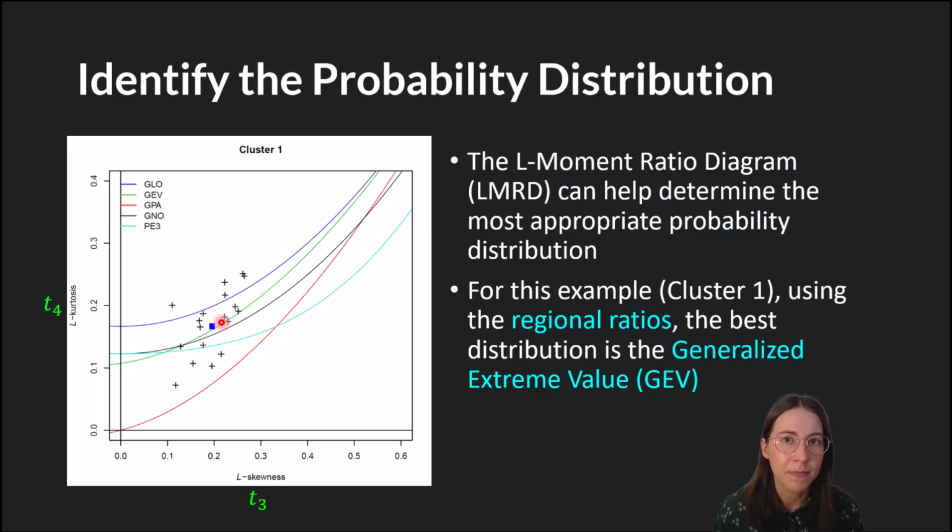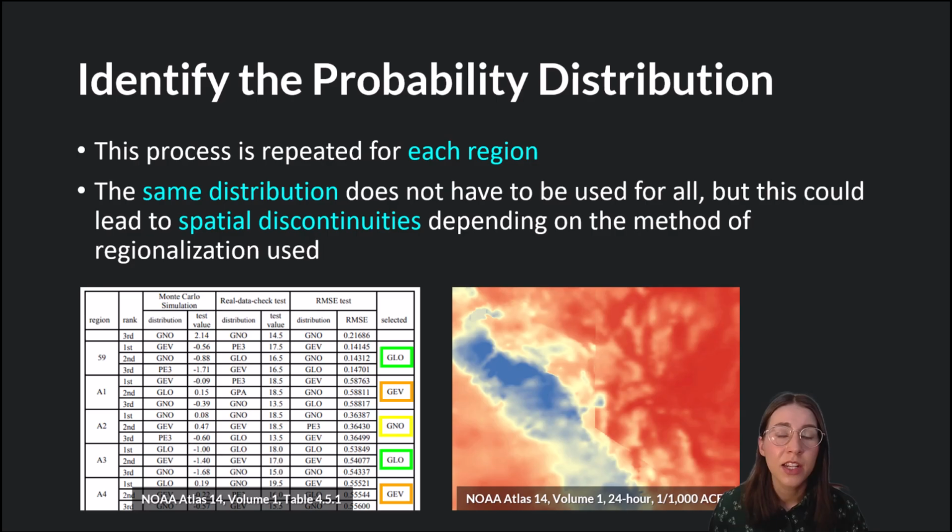When performing regional frequency analysis, the best distribution can also be determined using statistical tests rather than just visually using the LMRD. In the previous slide, we estimated the best probability distribution for a single region. This process would then be repeated for each region.